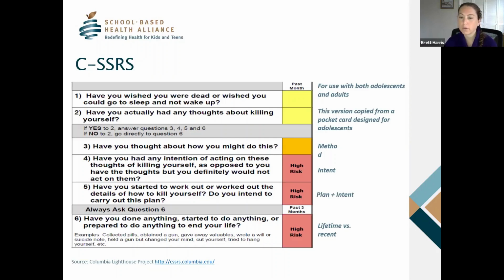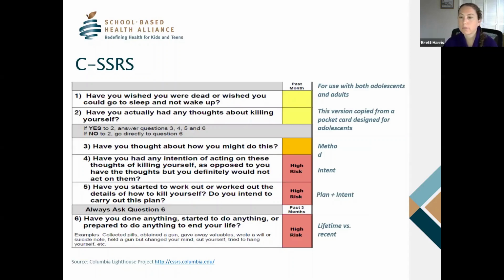If they say no, you go to question 6, because they want to know about actual behavior. This is a really critical question for people who answer no to question 2. Question 1, as I was saying, that passive ideation, is low risk, so you wouldn't continue. Question 2, the active ideation, is a little bit riskier, so you can see the level of risk increasing. But both of those are low risk. You can see the category being yellow, which is low risk. The orange is a medium, or moderate, risk, and the red is high risk.